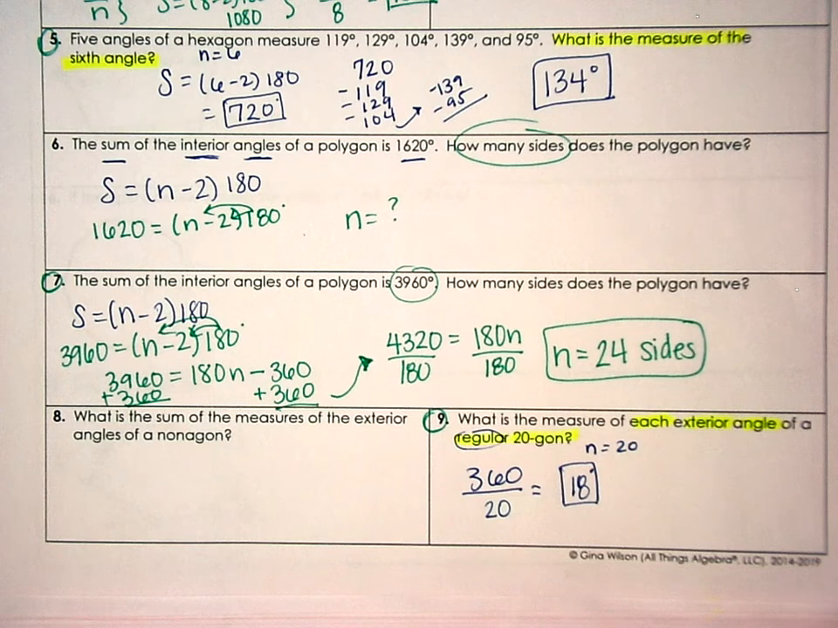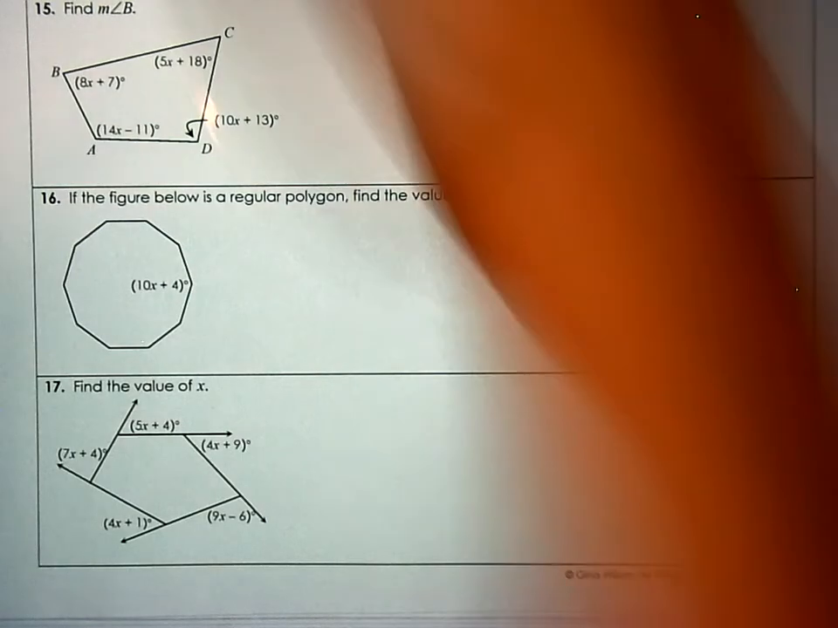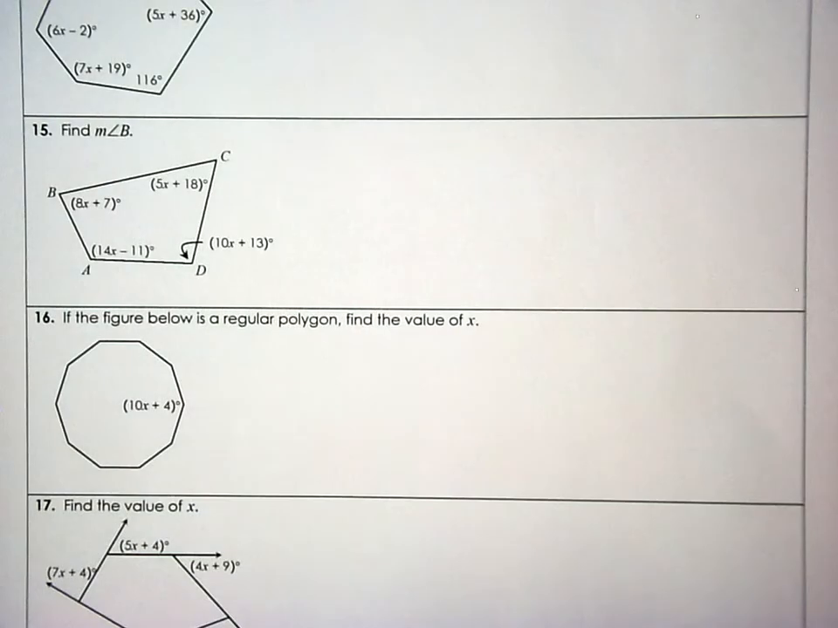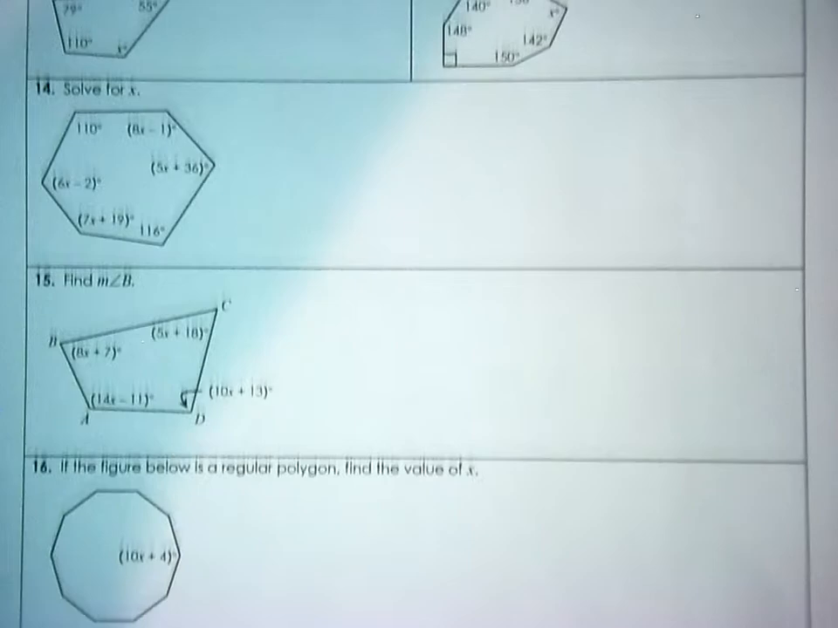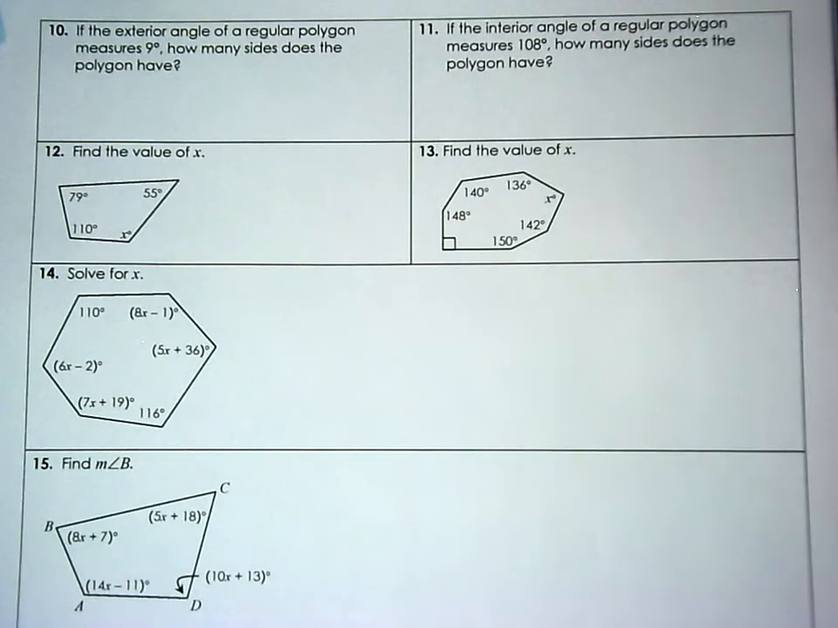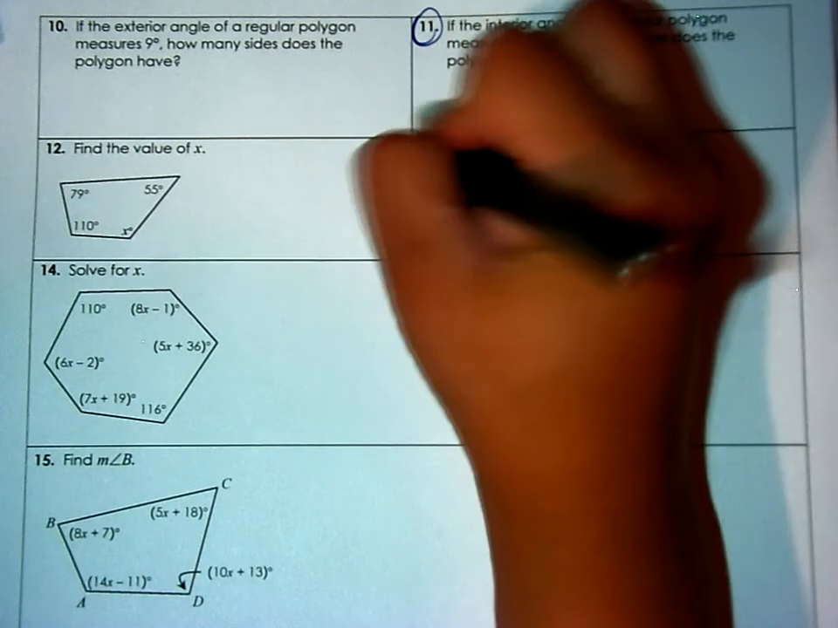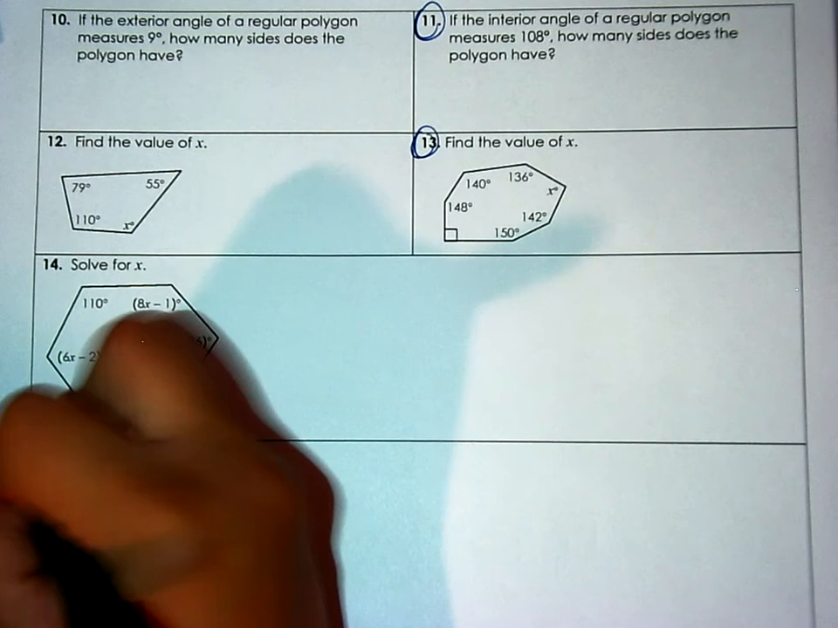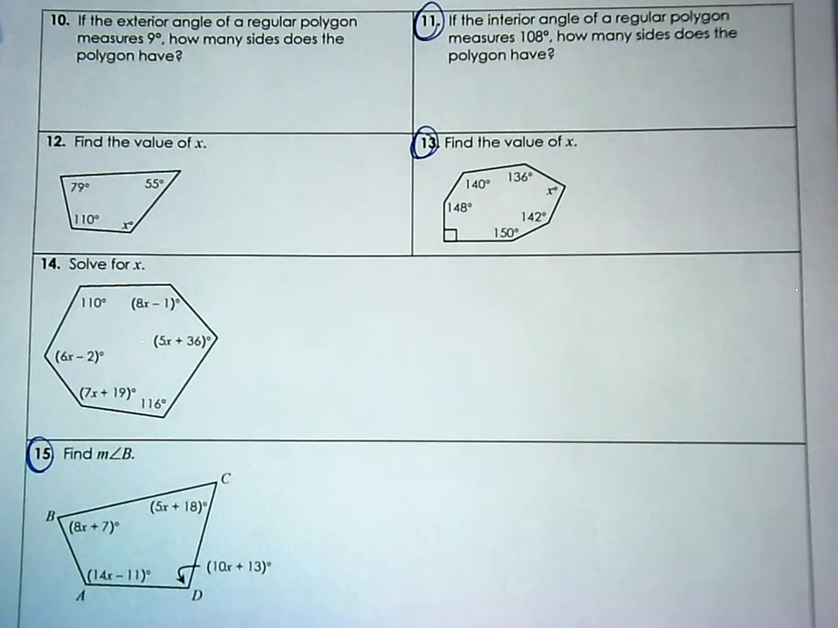Okay? You'll try number 8 on your own. And then going to the back again, I'm going to do the odd ones. I think the odd ones are good ones to do. It gets more of them done because there's 17 total. Okay, so I'm going to do number 11, number 13, 15, and 17.